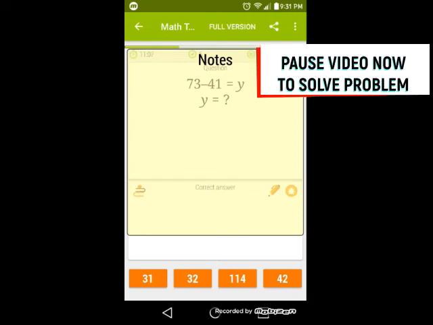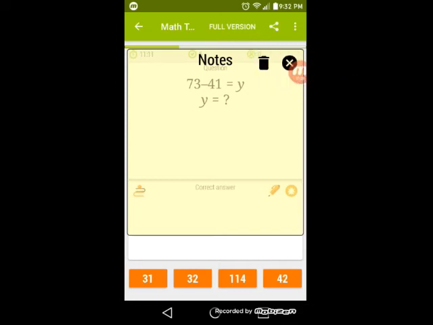This next one here, 73 minus 41 is equal to y. Well, this one is fairly straightforward. We can swing the y over to this side. We can flip the whole thing around. It's when you change what's on the left with what's on the right, the whole thing that's on the left with the whole thing that's on the right.